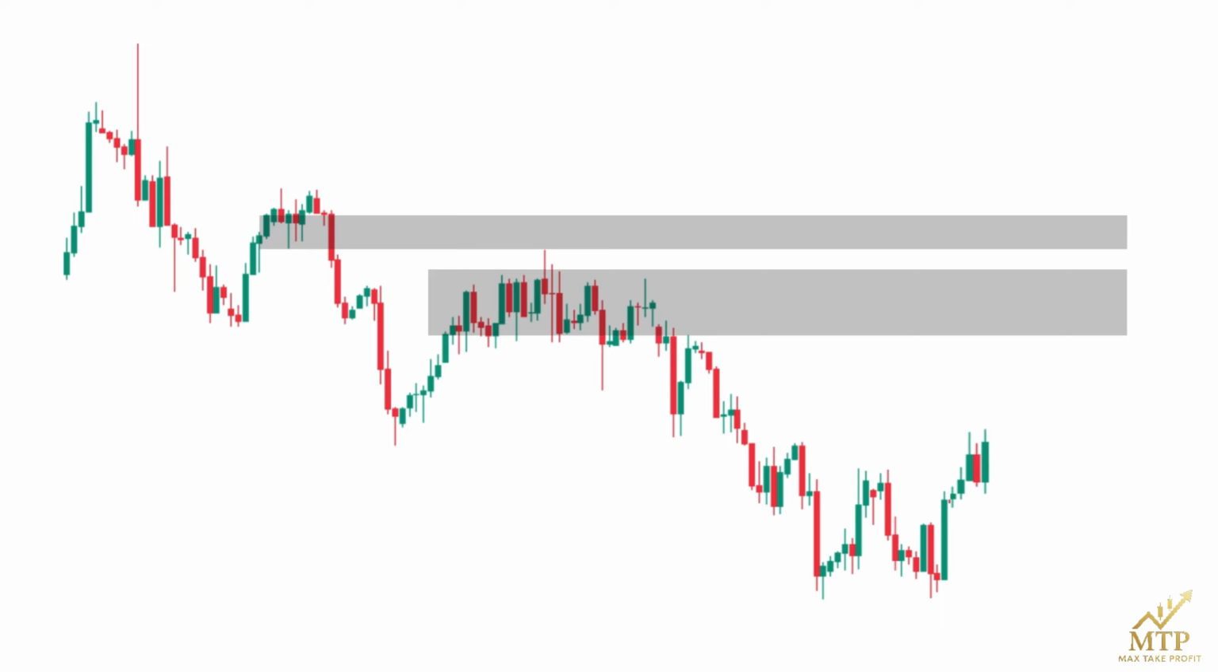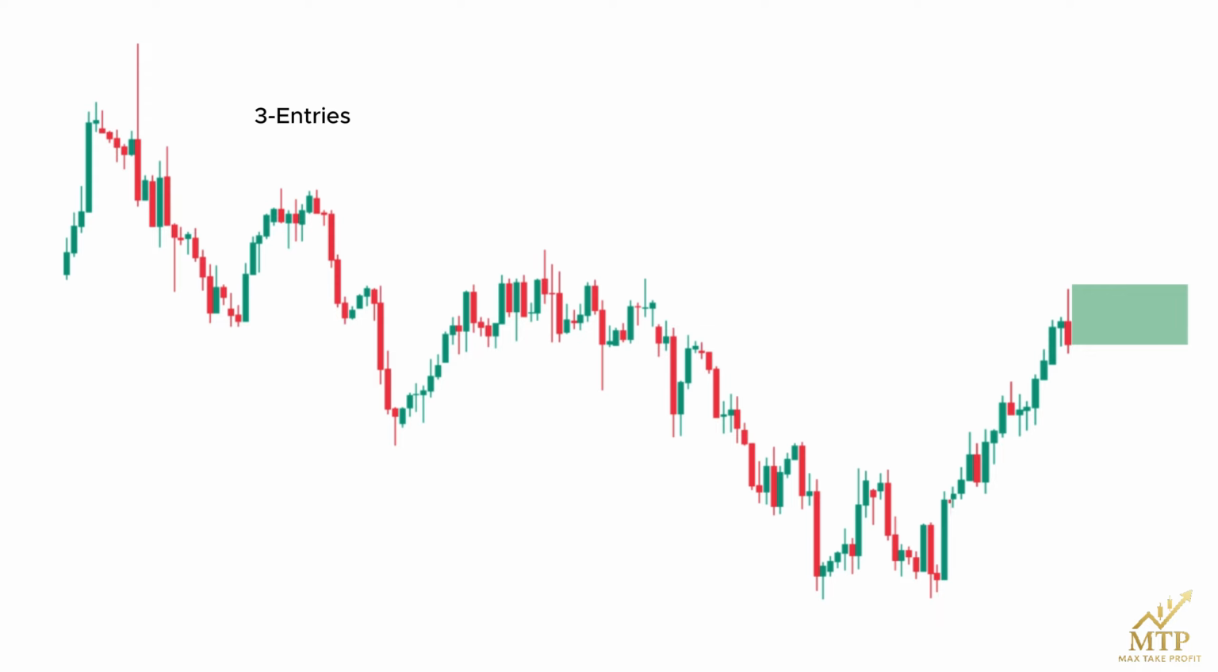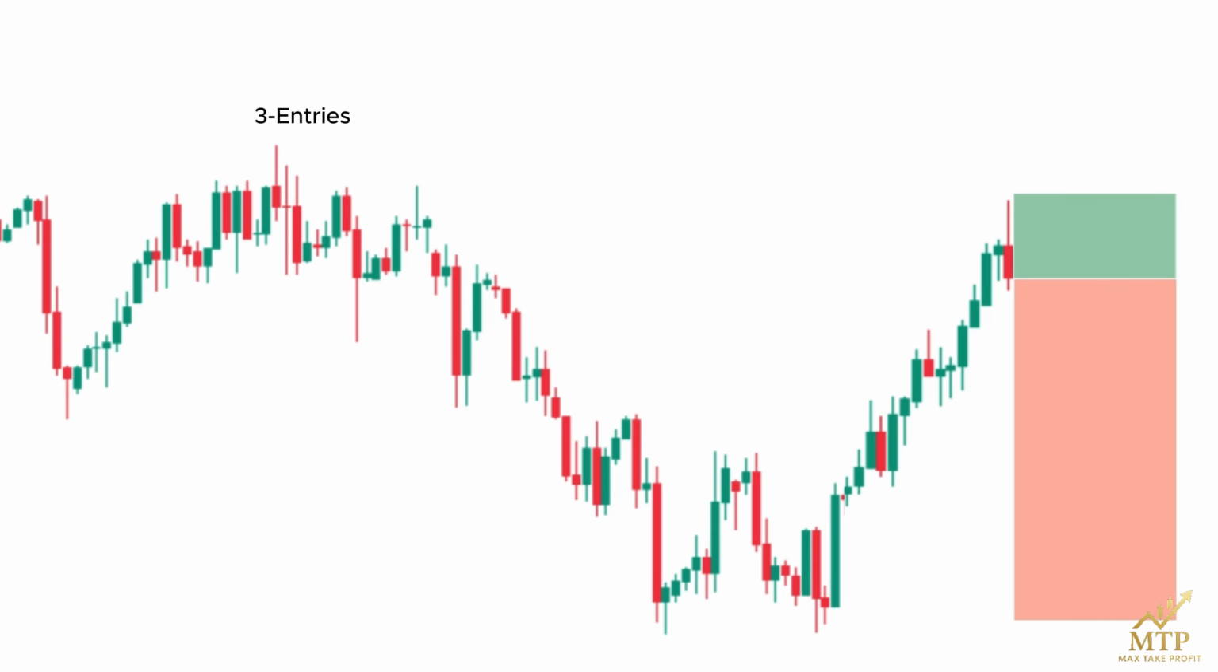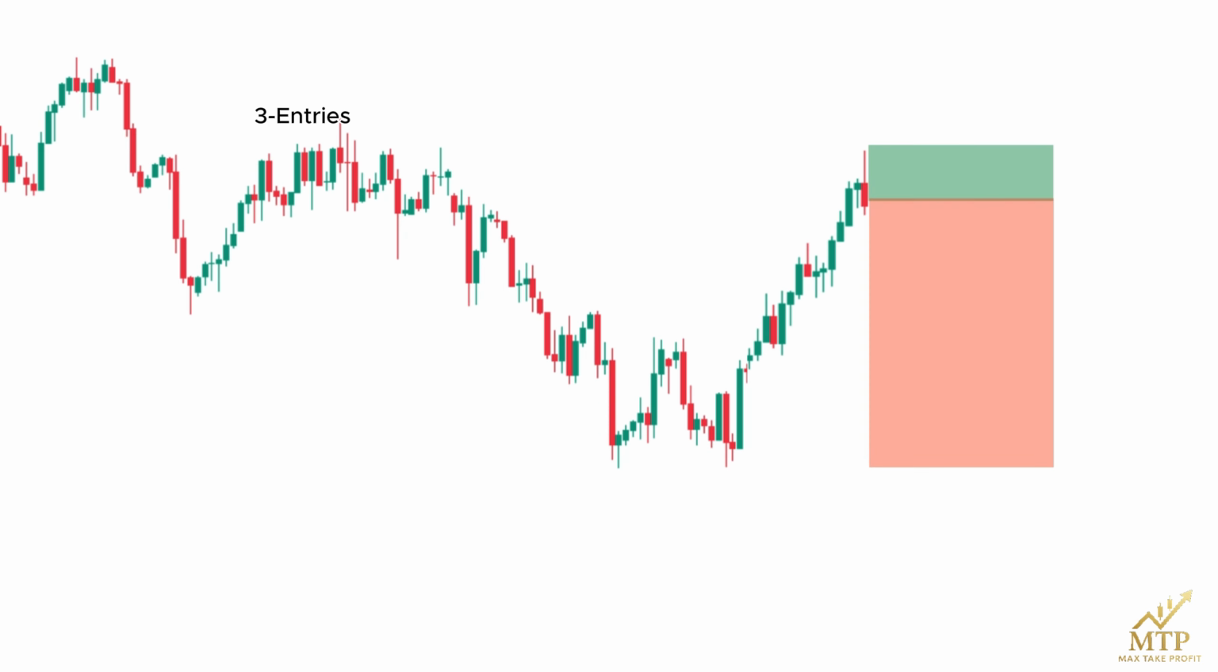Step 3. Structure plus candlestick equals high-quality entries. When market structure and candlestick tell the same story, that's when you get the best entries, the ones traders call sniper entries. For example, price reaches a previous high, a rejection zone. A bearish engulfing candle forms, a sell signal. Your stop loss goes just above the candle, controlled risk.